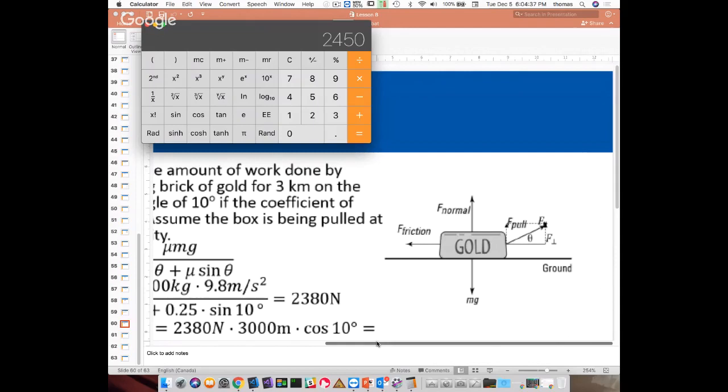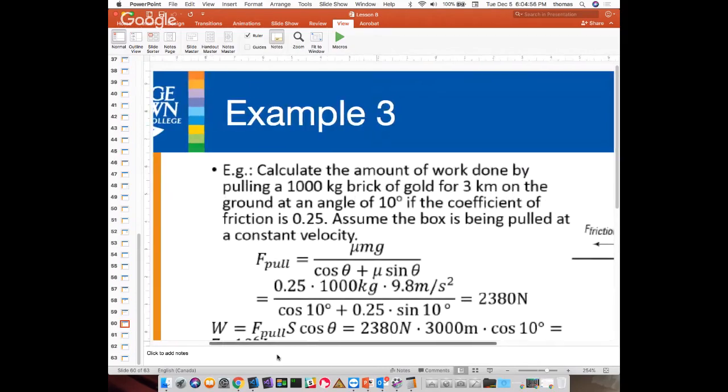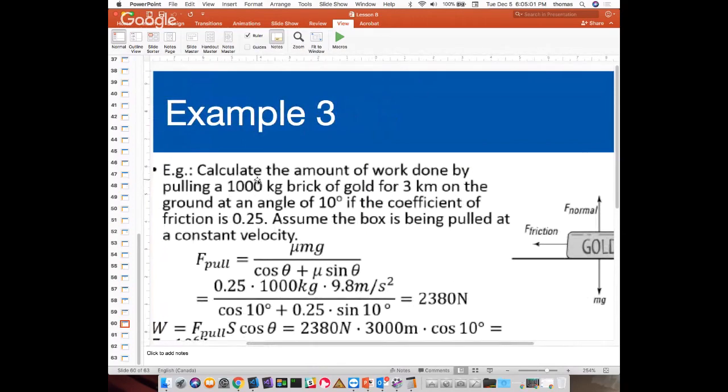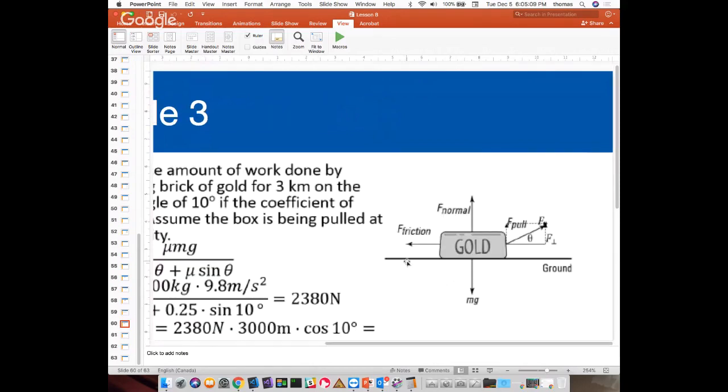So I'm pulling this way, right? And I've got frictional forces this way. Okay, so then I know what the force of friction is. I would write that down. Force of friction is equal to 2,450 newtons, right? Now it says, assume the box is being pulled at a constant velocity. Okay, so I'm moving this 1,000-kilogram brick of gold for 3 kilometers. That's 3,000 meters, right? So now I'm applying forces to move it 3,000 meters, right?